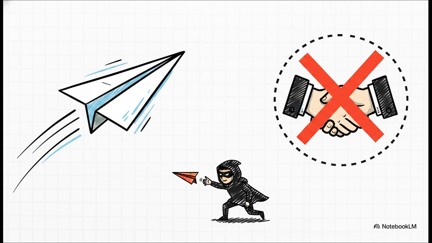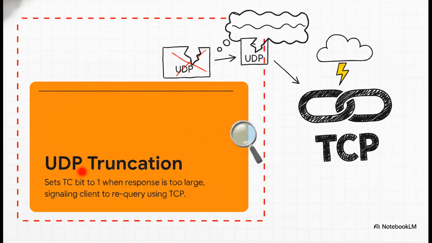You see, UDP has no positive acknowledgements. It doesn't establish a formal connection state like TCP does. You literally just fire off a packet and hope it arrives. Because it lacks this handshake, UDP is highly vulnerable to source address spoofing, which is something attackers absolutely love to exploit. Another massive issue with UDP is packet size limits.